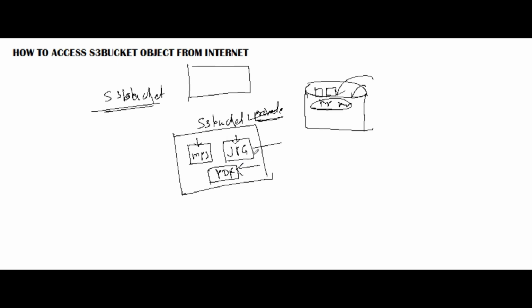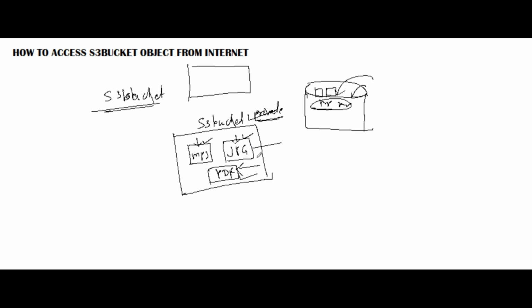But sometimes the end user needs to download this MP3 file or JPG file or PDF file. They want to download, but they can't download. Why? Because the objects are private, we have created them as private. So they can't download. I'll demonstrate how these things are happening. Before that, let me explain, and once I explain, you can understand easily.